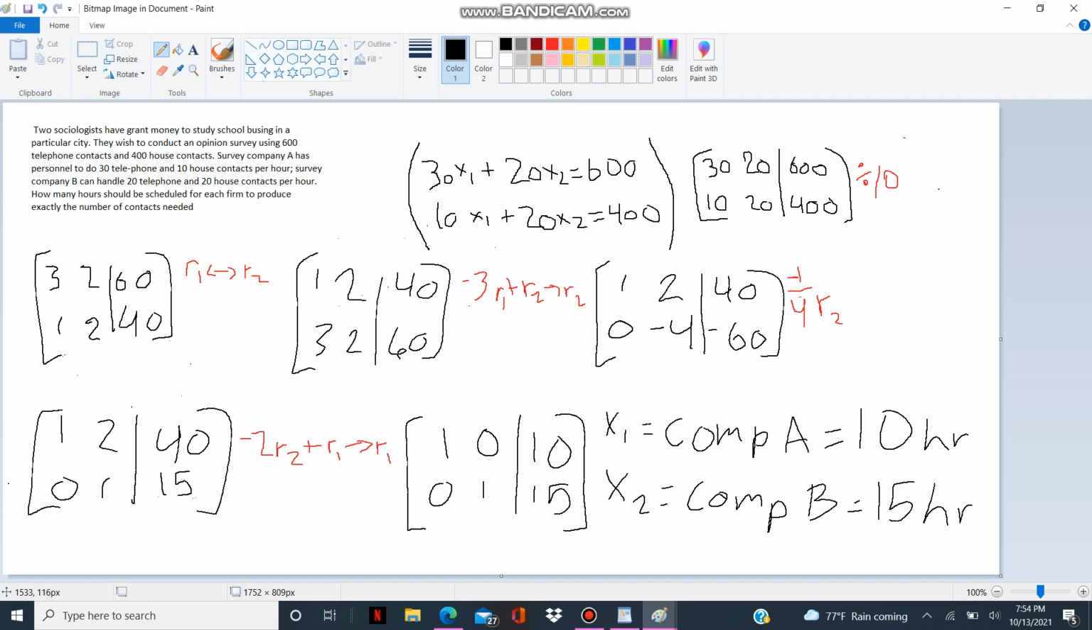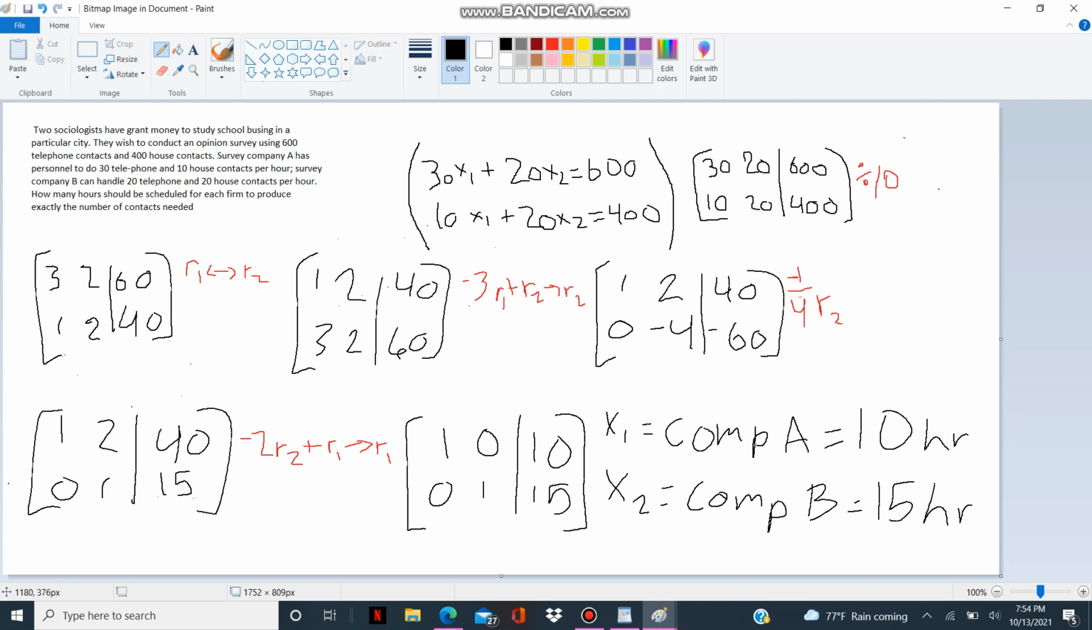Because I don't like big numbers, I divided this whole thing by 10. So it's 3, 2, 60; 1, 2, 40. To get my 1 in the top left corner, I switch my two rows, row 1 and 2. So I got 1, 2, 40; 3, 2, 60. Then I need to make that 3 a 0, so I did -3 row 1 plus row 2 is the new row 2. So I got 0, -4, -60.